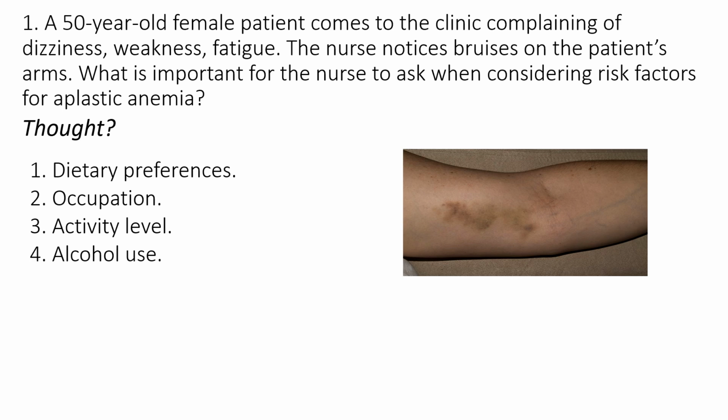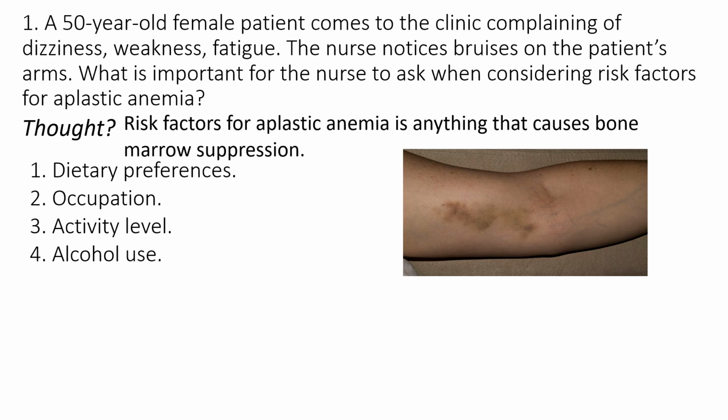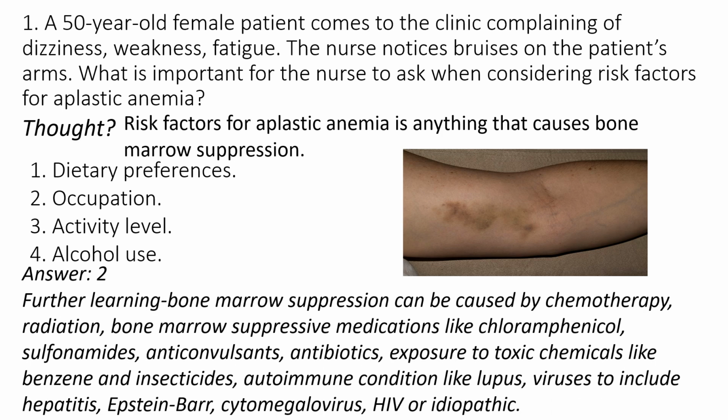In the question, she has some general signs of anemia, dizziness, weakness, fatigue, and then she has the bruises on the arms, which is specific to aplastic. And it's asking us what are the risk factors for aplastic anemia. So the thought was about anything that causes bone marrow suppression, because anything that damages the bone marrow, causes it not to work as well, and stops those red blood cells from forming within the bone marrow, that is what aplastic anemia is.